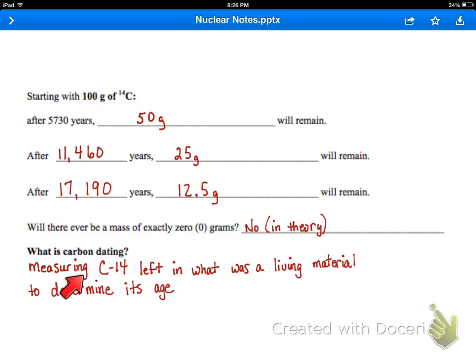Carbon-14 dating is when you measure the amount of C14 that is left in something that was living, and everything that's living has a certain amount of carbon-14 in it when it is born. Trees and plants and animals, and when they become fossilized and they're old, you can figure out how old they are by how much carbon-14 is left.